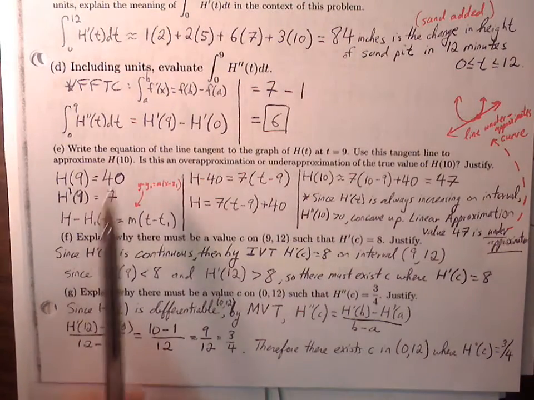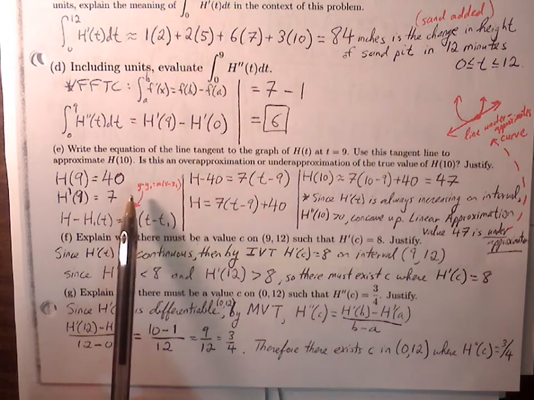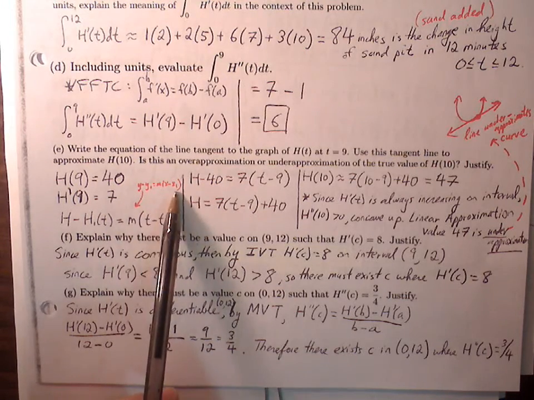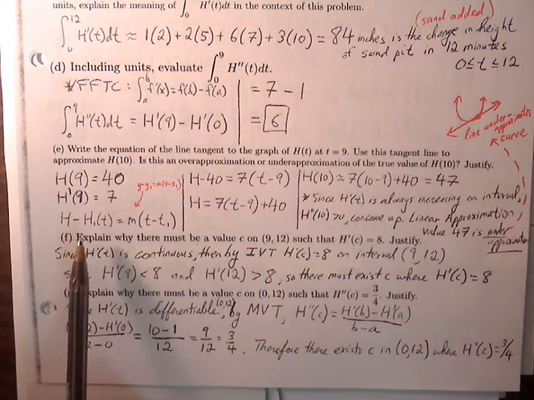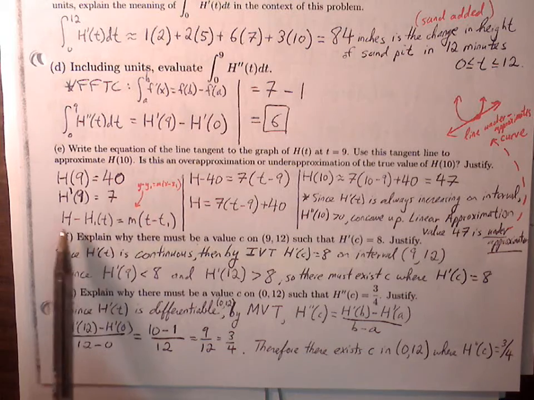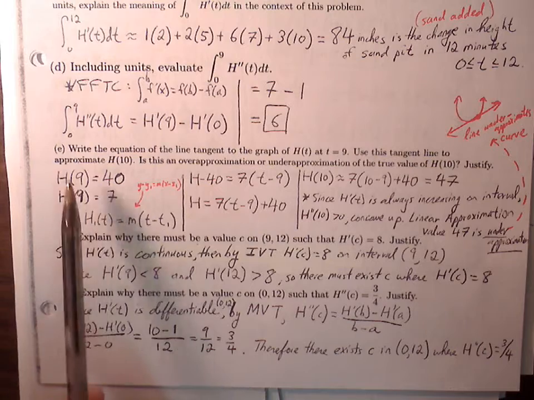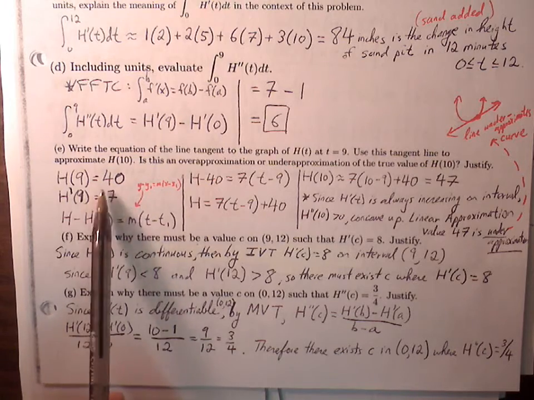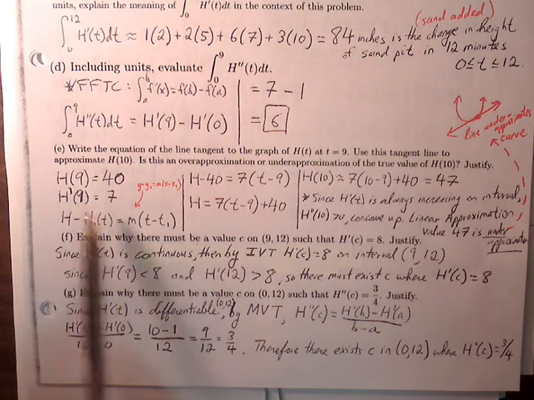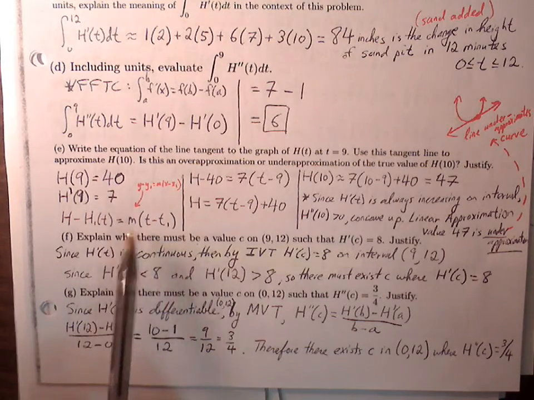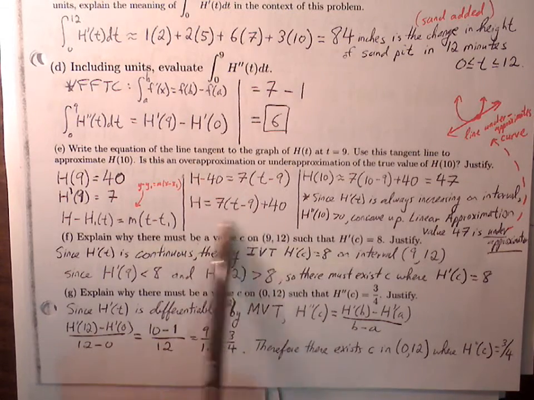So we have our ordered pair and we have our slope. We're basically going to put it into point-slope form. But instead of y minus y1 equals m times x minus x1, I'm going to use t and h since those are the variables we see here. So h minus h1 is equal to m times t minus t1. I can plug in my ordered pair, 9 in for t and 40 in for h, and then plug in my slope, which is 7. Now I can just add that 40 to solve for h.